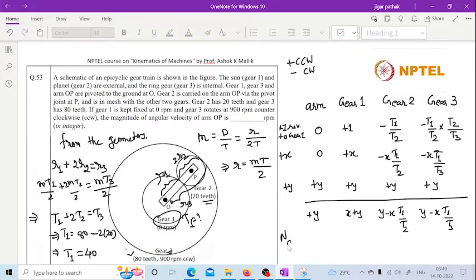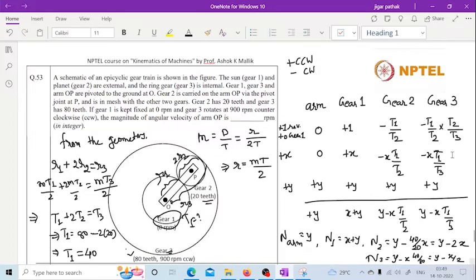N for the arm is equal to y, N1 is equal to x plus y, N2 is equal to y minus T1 by T2, which is 40 by 20, into x, so y minus 2x, and N3 is equal to y minus x T1 by T3. T1 is 40 and T3 is 80, so it will be y minus x by 2. Now you have all these things with you.